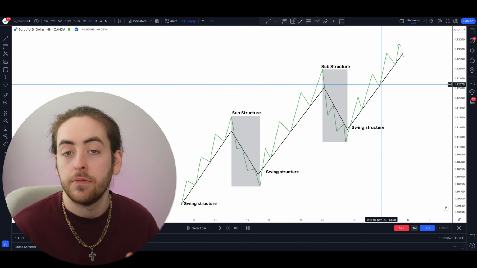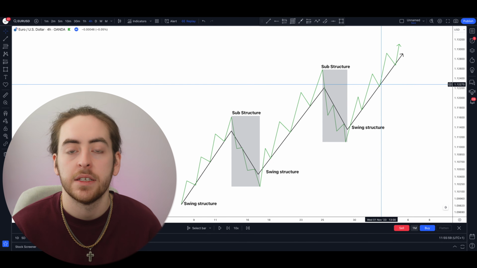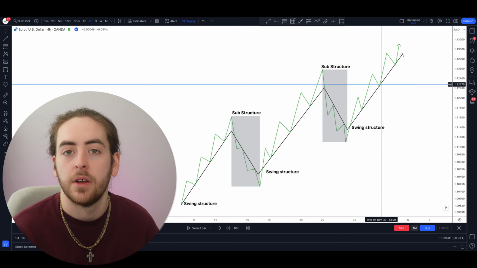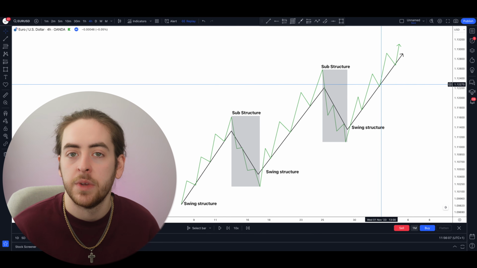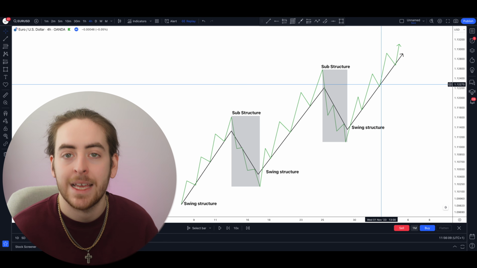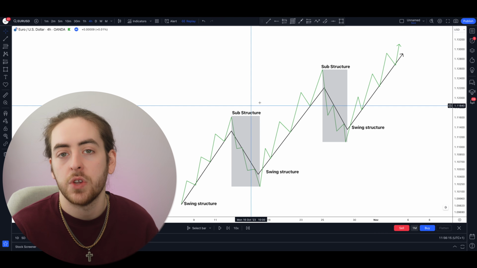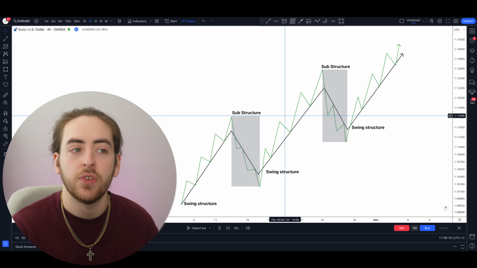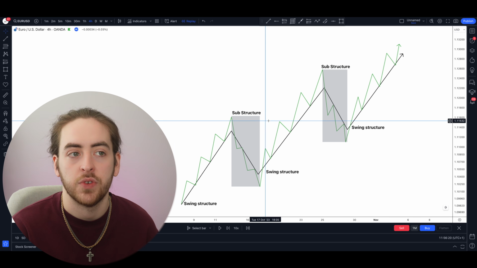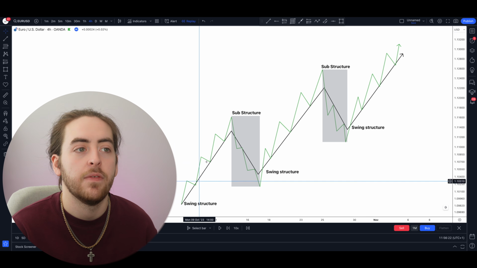Market structure is a fractal concept, and that means the same price structure movements are going to occur on a very low time frame and also on a very high time frame. So you can look at the daily time frame, you can look at the 1 minute time frame, you'll see the same tendencies in the structure of the market. Now, because of this, within every larger trend, we also have smaller trends, and this creates swing structure and substructure. So let's take a look at this example.